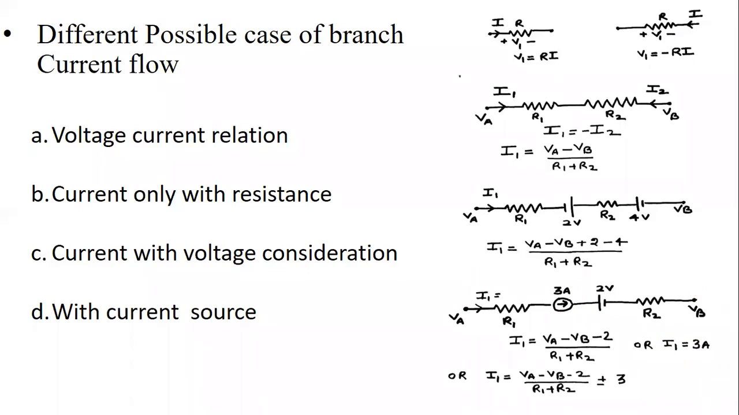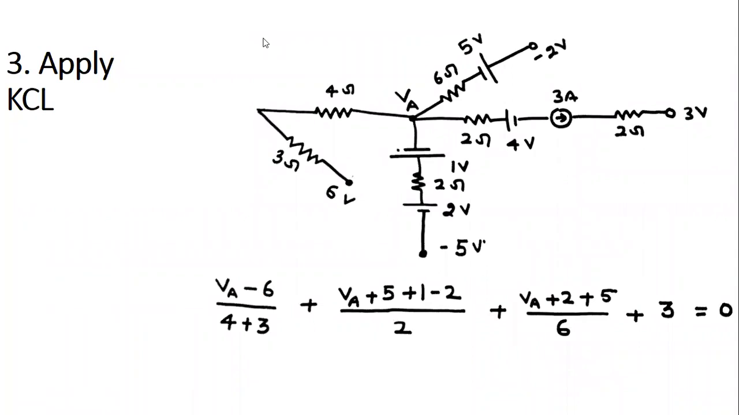Okay, so these are the possible cases of a branch. First, selection of node. Second is assumption of node voltage. And third, very important, is to apply the KCL. So what does the KCL say? Incoming current equals outgoing current. But here, when you apply the KCL, just assume the current at a particular node is leaving that node. Just assume outgoing current, take the algebraic sum of all the currents and make it equal to 0.